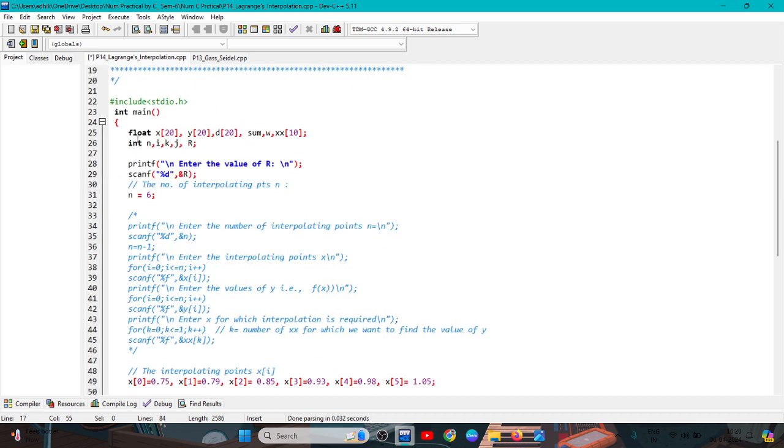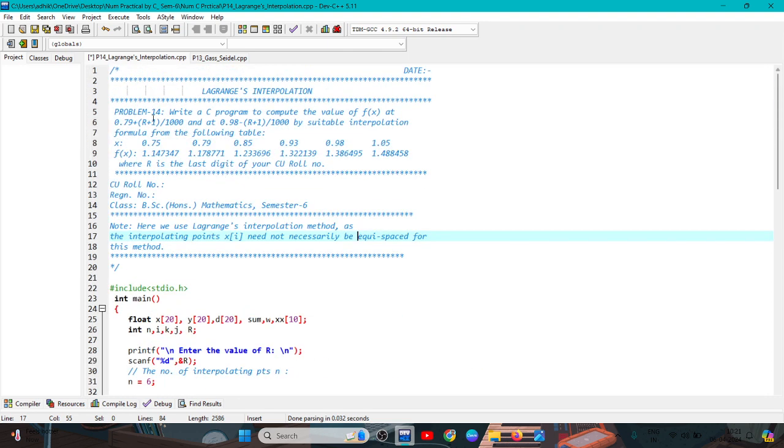Here the float variable x is a one-dimensional array, from x0 to x19, say 20. Y is also a one-dimensional array, y0 to y19 in memory, and d, sum, w, xx are one-dimensional arrays. Here xx has 10 values, xx0 to xx9, and the integer variables are n, i, k, j, and r. First, enter the value of r. This is the last digit of your C roll number.